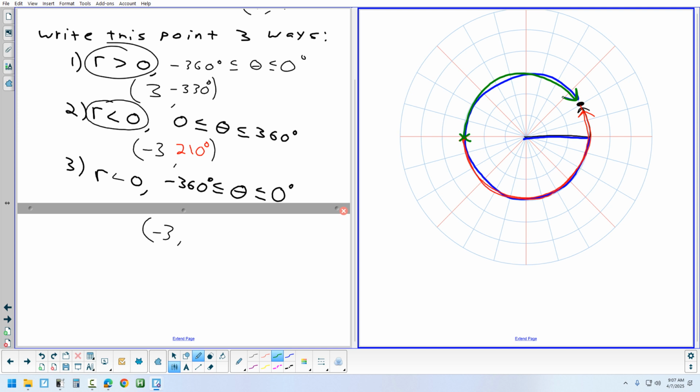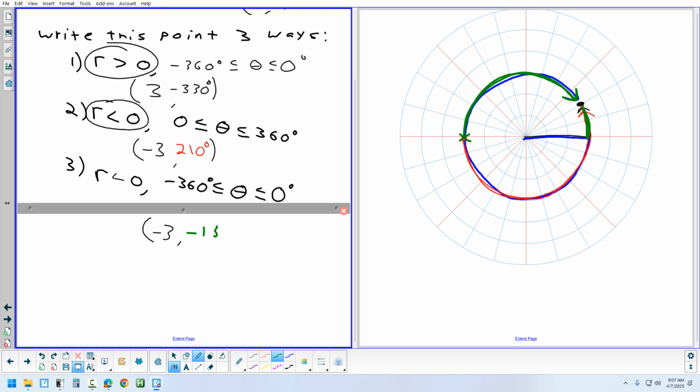How much of a rotation would that be? Negative 150. Yep. Because this section right here is 30. So you've gone all the way around minus 30 degrees. So that's negative 150. And there's 3 different ways you can write that coordinate. Any question on that? So as far as graphing in polar, that's it. That's pretty much all we ever get to.